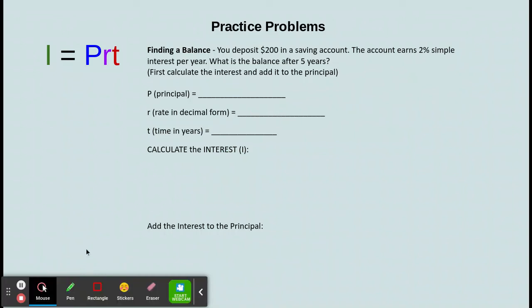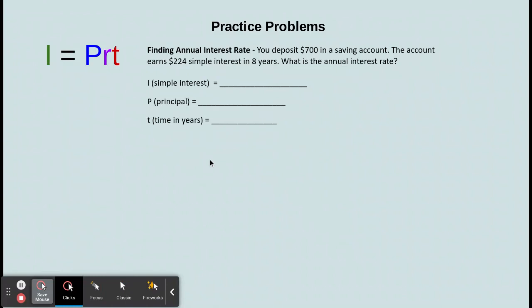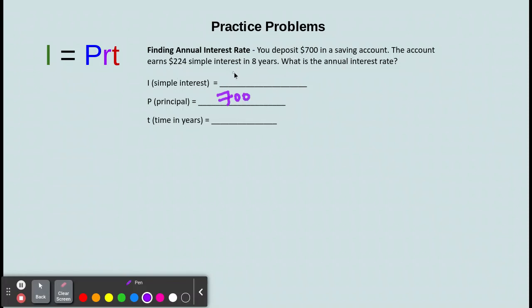All right, the next one is finding an annual interest rate. And in this one, we are depositing $700. That's our principal. The account earns $224 simple interest in 8 years. All right, so we need to use all this information to help us find our annual interest rate. We're given I, 224. We're given the principal is 700. We don't know what R is, but we know the time is 8 years, right?